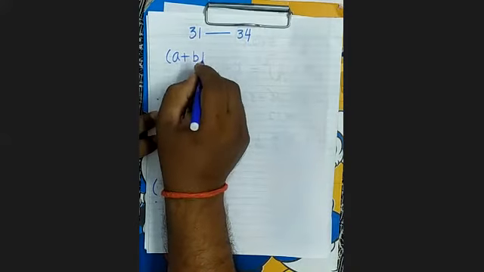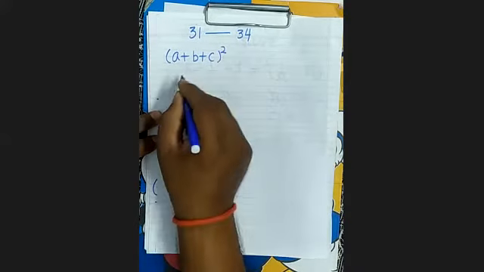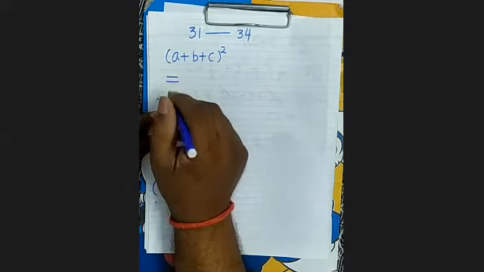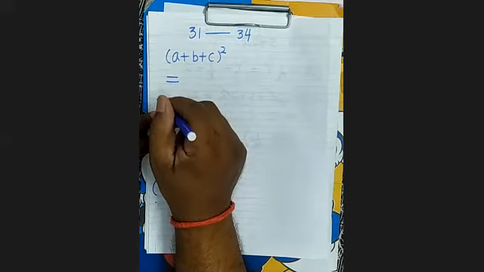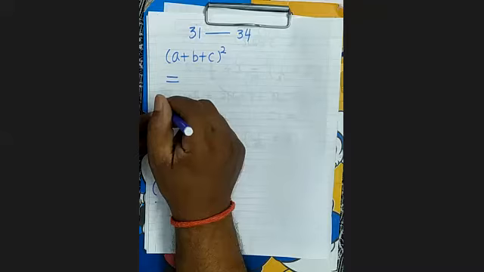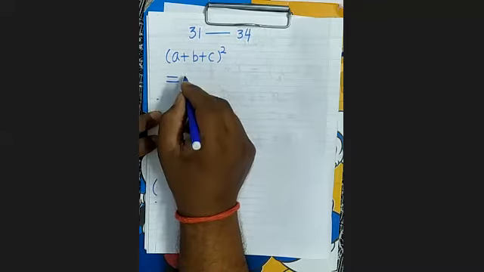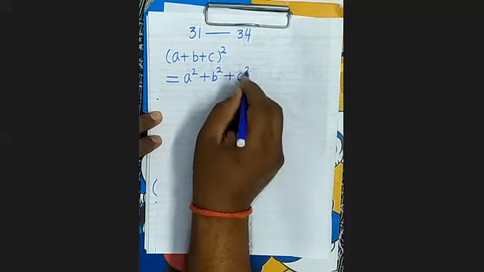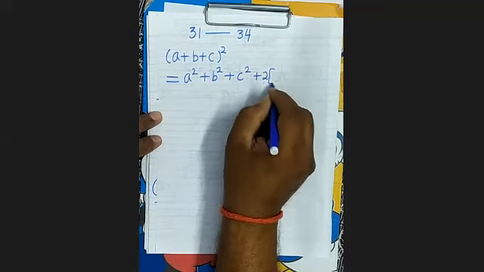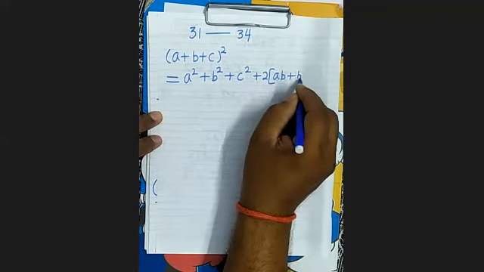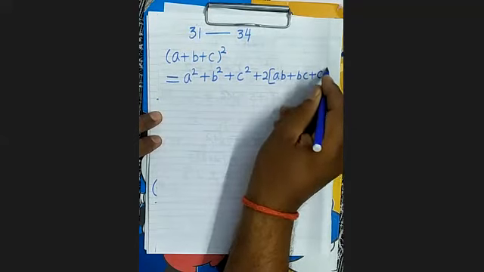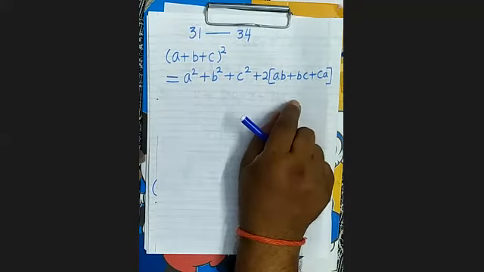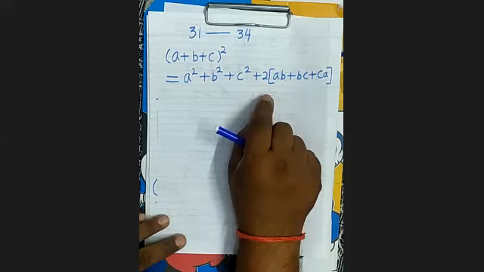(a plus b plus c) whole square. Who can tell? Sir, a square plus b square plus c square plus 2 into (ab plus bc plus ca). Yes. It is a square plus b square plus c square plus 2 within bracket ab plus bc plus ca. How will you speak it? 2 within bracket ab plus bc plus ca. This way you will speak. Is it clear?